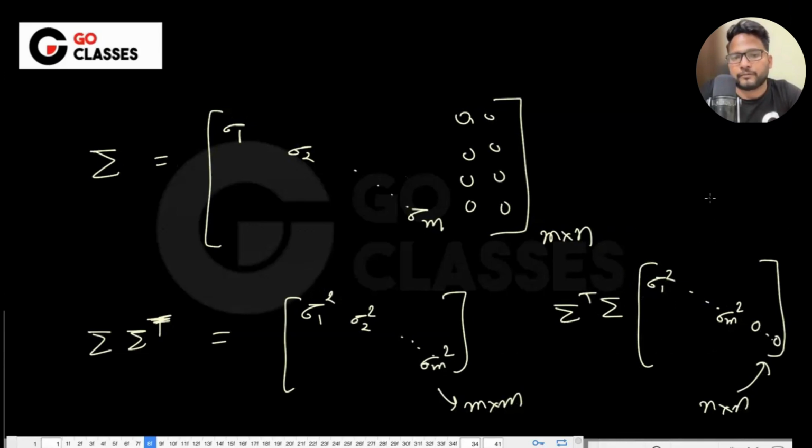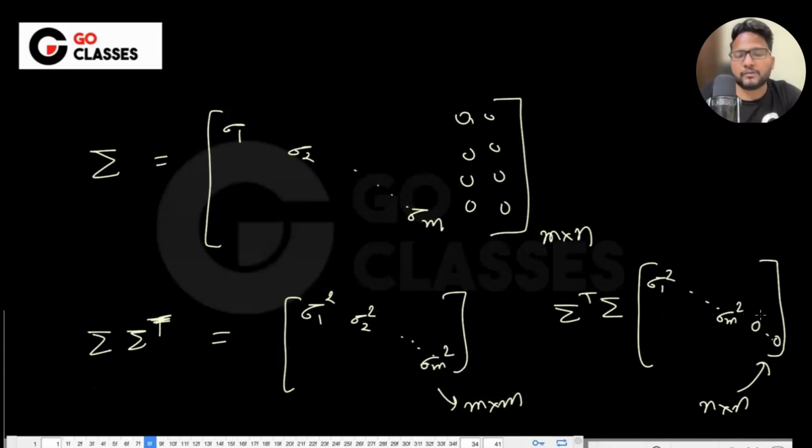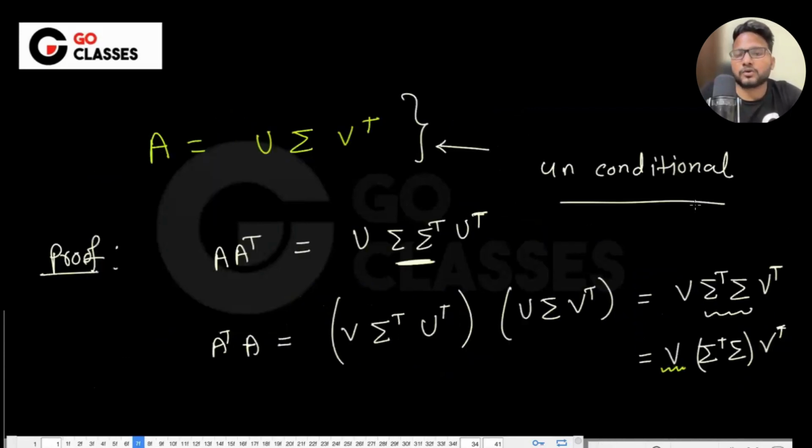I hope that is fine. So, do you recall that AB and BA share the same eigenvalues? Non-zero eigenvalues will be the same, right? So similarly here, sigma sigma transpose and sigma transpose sigma have the same non-zero eigenvalues, and the remaining will be 0. Anyway, what I'm trying to say here is that you can calculate U and V.